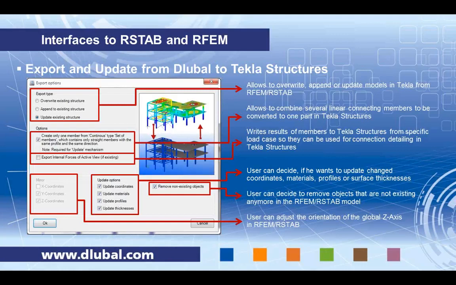We keep this information by means of so-called set of members, where we can combine several linear connecting members to one major big member. And we refer our data exchange to this, what you might also call physical members inside Tekla structures. So when I update the model, I get one big girder as I would like to have it in Tekla structures instead of 3 individual members. We will see this also later.